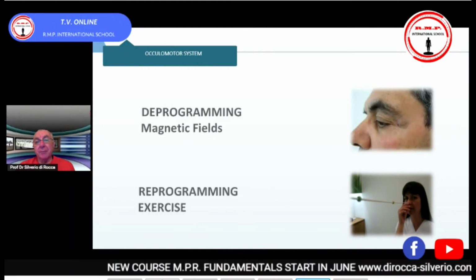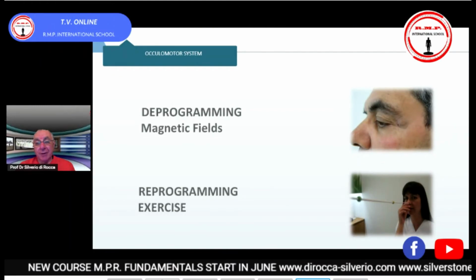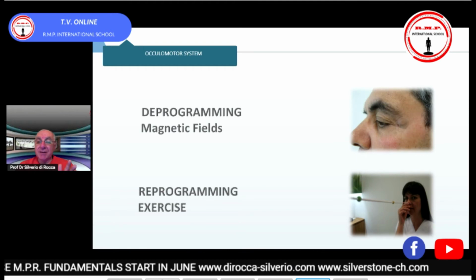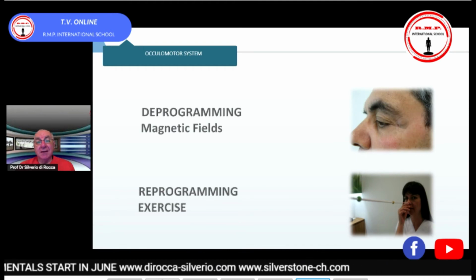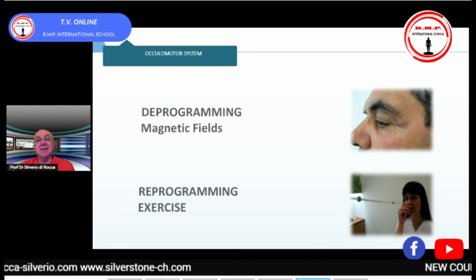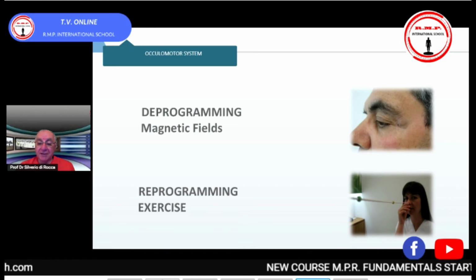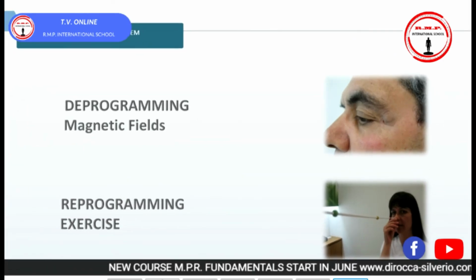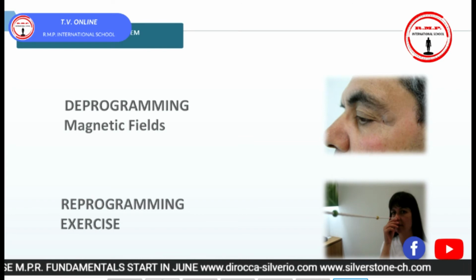The tools for deprogramming and reprogramming will be the magnetic fields, exercises, and also, as you will see, some manipulations of osteopathy. Those are the tools for deprogramming and reprogramming the system, the oculomotor system, that you will learn in the fundamental workshop.